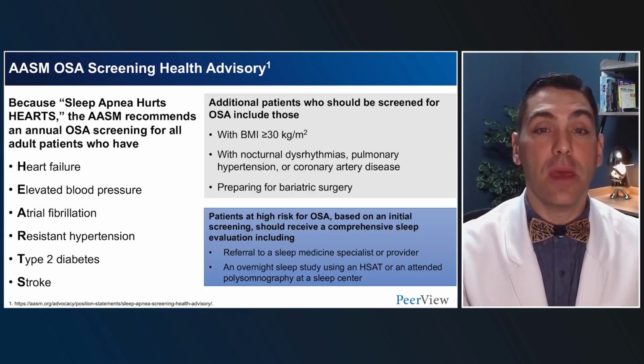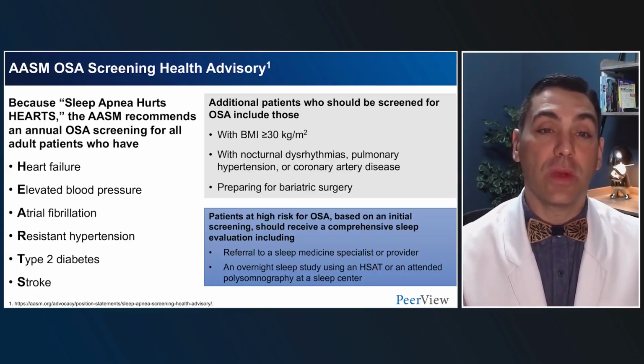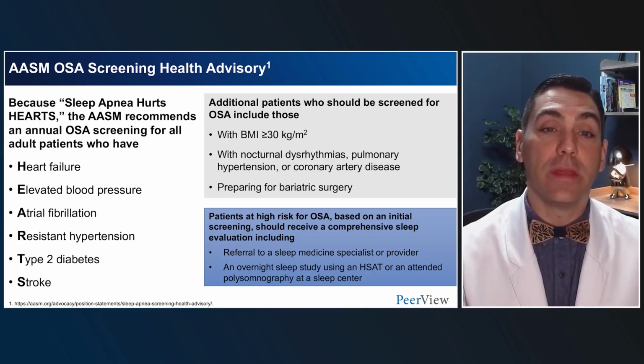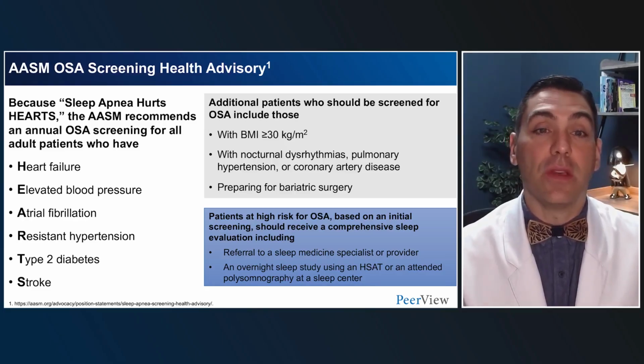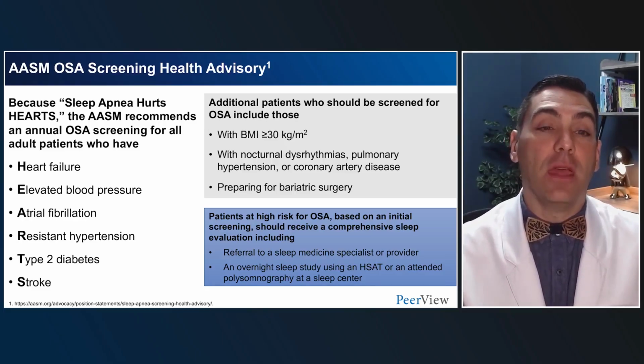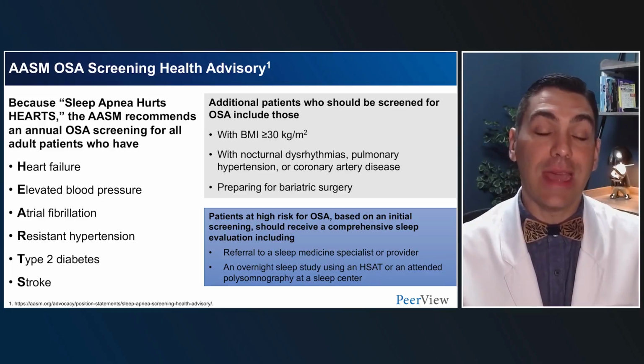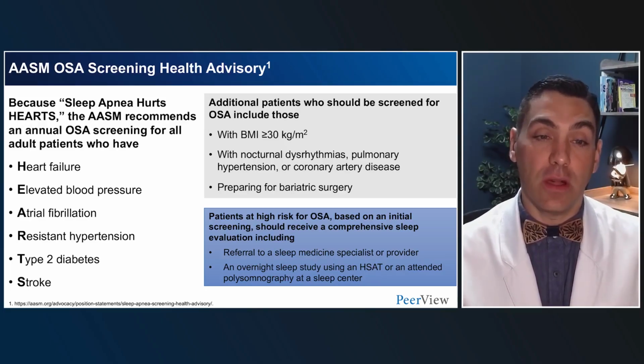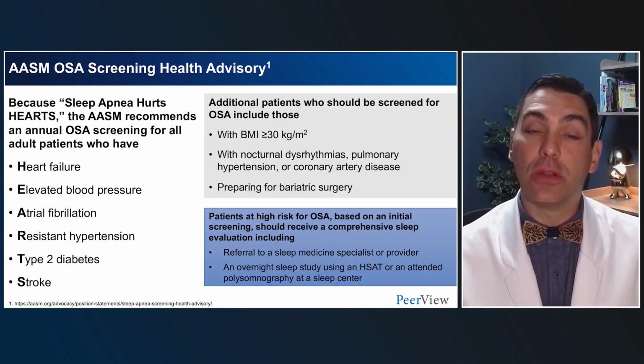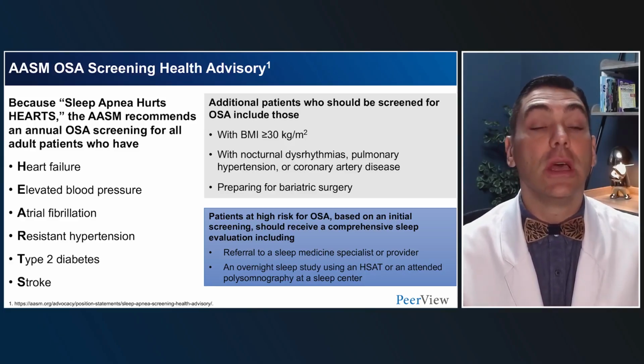Now, the ASM Health Advisory Committee recommends screening in patients with different heart conditions because sleep apnea hurts the heart. And those patients that should be screened annually are patients with heart failure, elevated blood pressure, atrial fibrillation, resistant high blood pressure, diabetes type 2, and stroke.